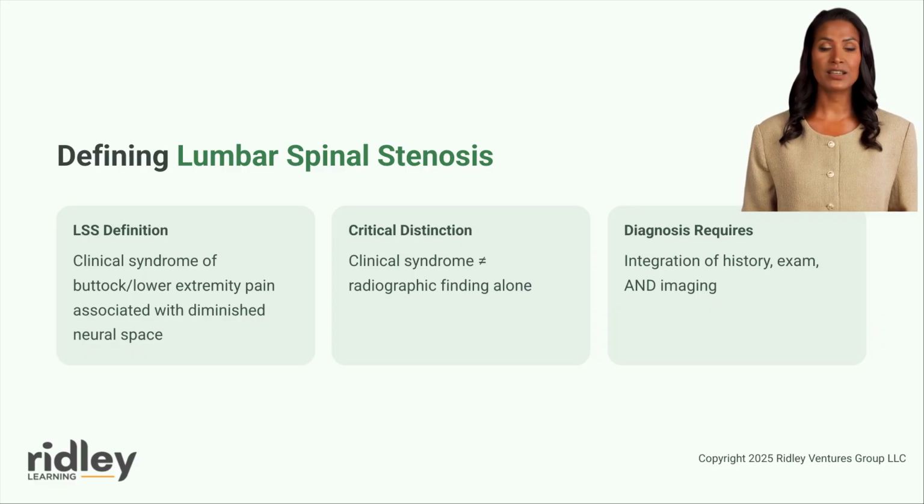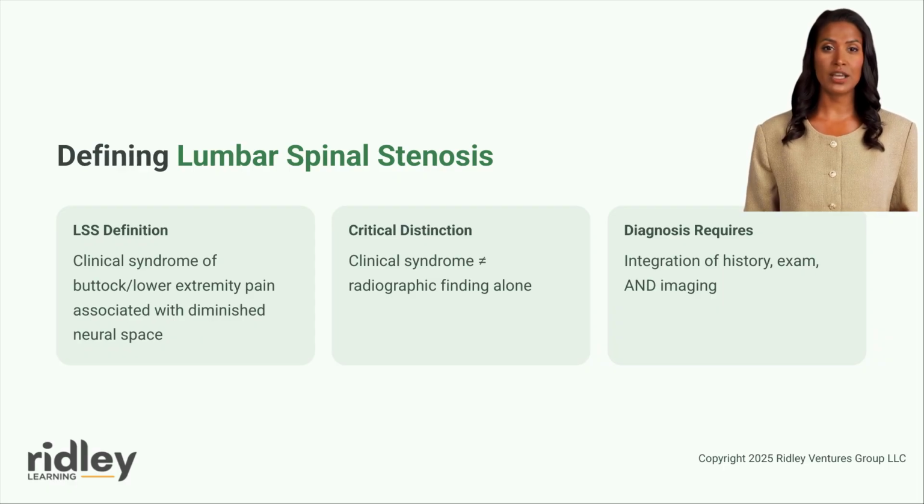Let us begin by defining lumbar spinal stenosis and distinguishing between the clinical syndrome and the radiographic finding. Lumbar spinal stenosis is defined as a clinical syndrome characterized by buttock or lower extremity pain, with or without low back pain, that is associated with diminished space available for the neural and vascular elements in the lumbar spine. This definition, established through expert consensus and validated through decades of clinical research, emphasizes a critical distinction that has profound implications for clinical practice. Lumbar spinal stenosis is fundamentally a clinical syndrome rather than merely a radiographic diagnosis.